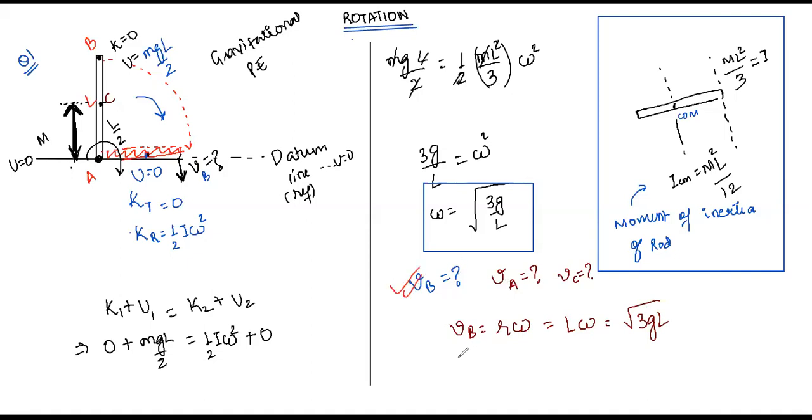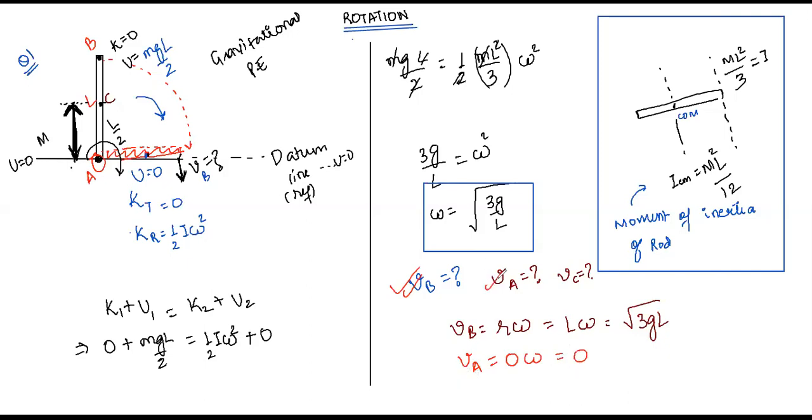Now tell me about the next one. How about the velocity of point A? How far is point A from the axis of rotation? Is it away or is it lying on the axis of rotation? Sir, it is lying on the axis of rotation. So what should be the value of R then? Sir, it's 0. Therefore, VA will be 0.